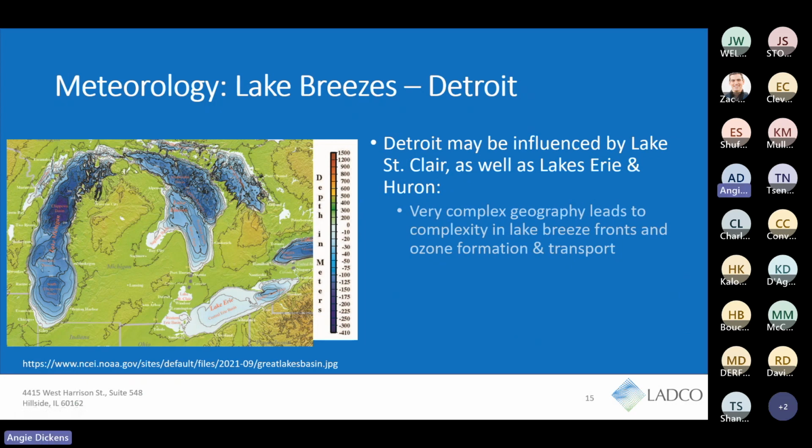Then if we shift to look at Detroit, Detroit's sitting down here. It's really complex geography. We have Lake St. Clair, the Detroit River. The whole Detroit area extends up here to Port Huron. So there's the St. Clair River up here, I think that's the right name. And Lake Huron. It's really complex geography, and that's going to lead to a lot of complexity in lake breeze fronts and ozone formation and transport. Also, Lake St. Clair is really shallow. Western Lake Erie Basin is really shallow as well.